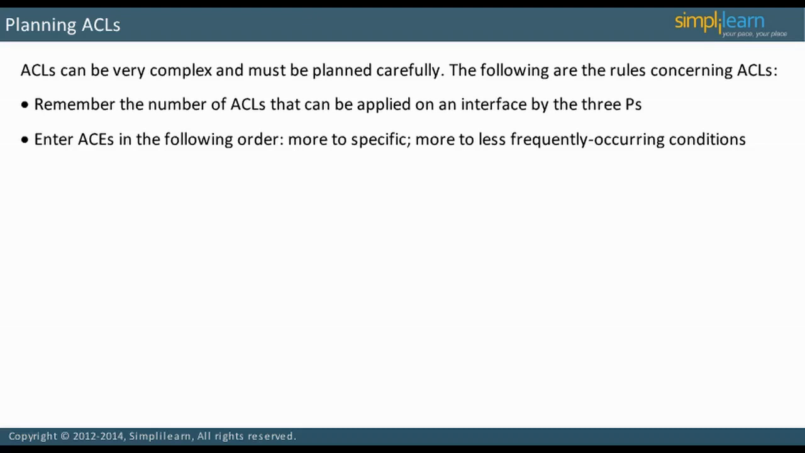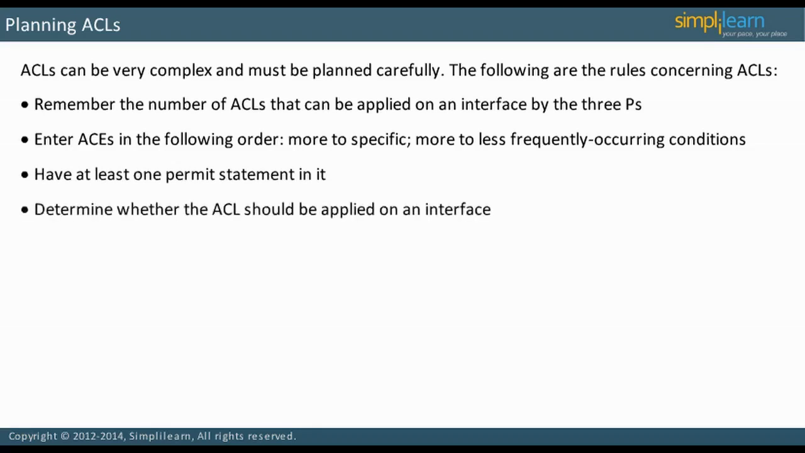If an interface receives a large amount of traffic from one subnet, specify that subnet before you configure others. An ACL has an implicit deny statement at the end. Therefore, an ACL should have at least one permit statement in it. Otherwise, it blocks all traffic. Once the ACL is configured, determine whether it should be applied on an interface using either the in or the out parameter. Using a text editor is recommended because the ACL commands are long and they are difficult to back out. In the next slide, let us focus on standard access lists.